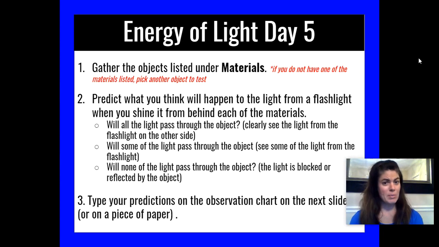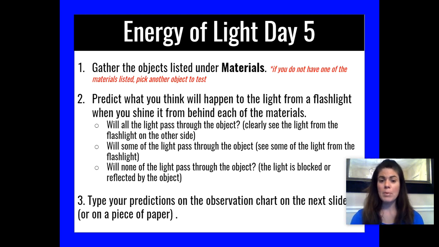The first step in the experiment is to gather the objects listed under materials. Again, if you do not have one of the materials listed, pick another object to test. Two, predict what you think will happen to the light from a flashlight when you shine it from behind each of the materials. Will all of the light pass through the object? That means you can clearly see the light from the flashlight on the other side. Will some of the light pass through the object, where you'll see some of the light from the flashlight? Or will none of the light pass through the object? Will the light be blocked or reflected?